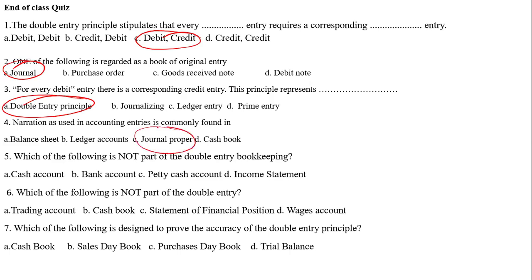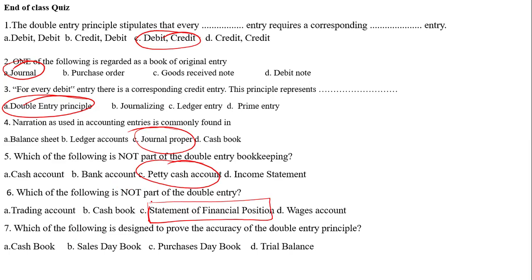We discussed that earlier. Now, which of the following is not part of the double entry? If you are required to look at which of these is not part of double entry, like we looked at earlier, we have two sides, bank and income statement. I also told you earlier that the statement of financial position is not a double entry item, it's just a statement at the end.